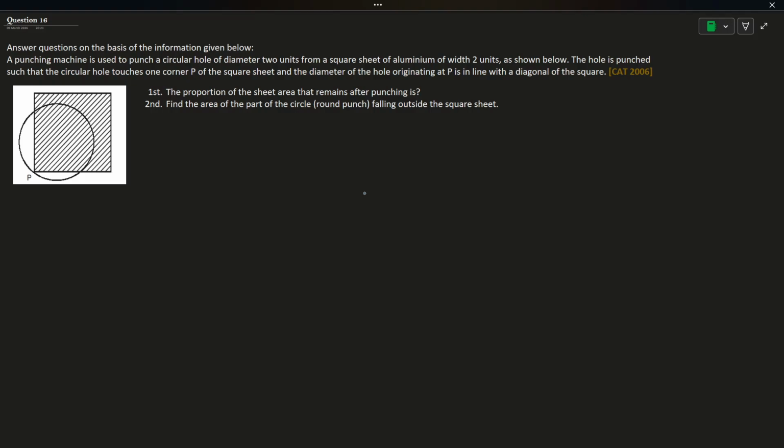Today we will be solving a previous year question from CAT 2006, and this question is from the topic geometry, and this is a very interesting question, guys. So let's start this question.